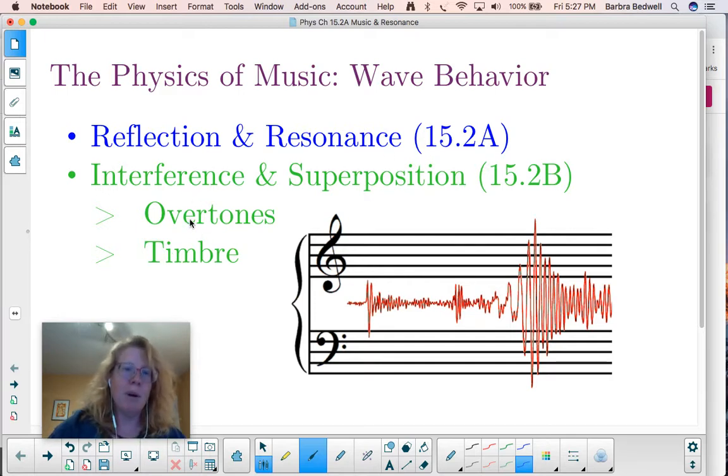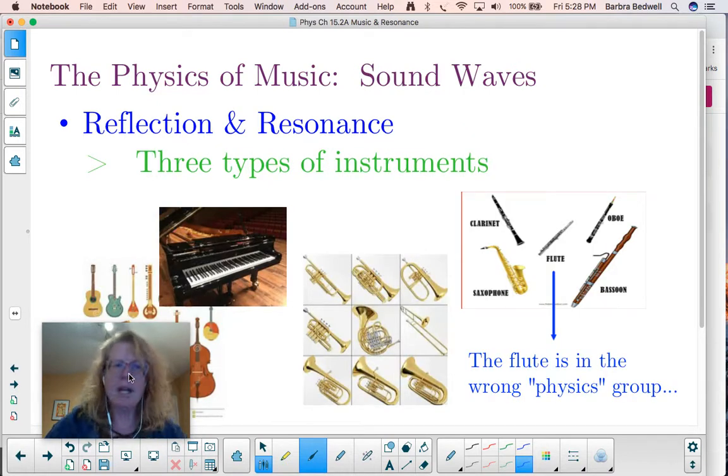And then the second part is again more about phenomena having to do with interference, superposition, and different types of instruments and why they have different tones. So a little bit more of an application phase. The second one's a little bit shorter than the first one, so once again, just keep that in mind.